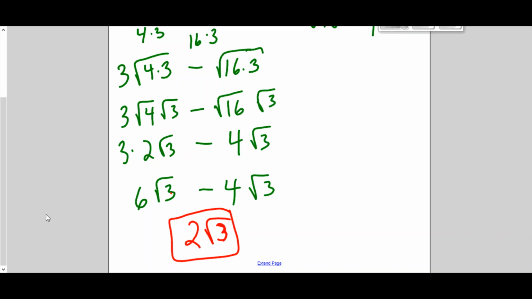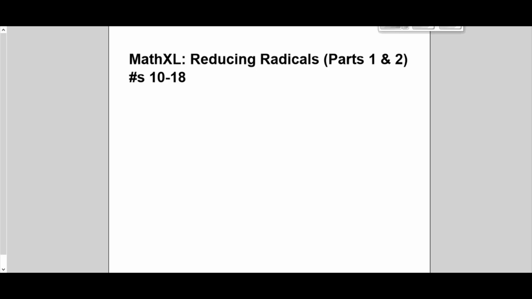So after having seen this, you should be able to complete the MathXL reducing radicals assignment, parts 1 and 2. You should be able to do numbers 10 through 18.